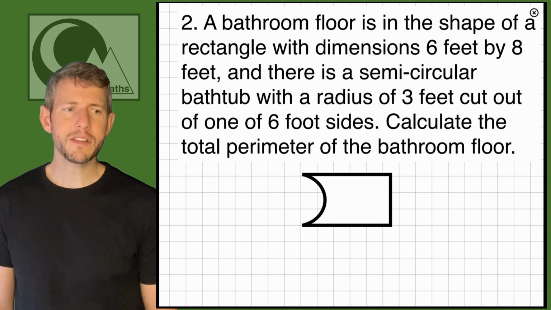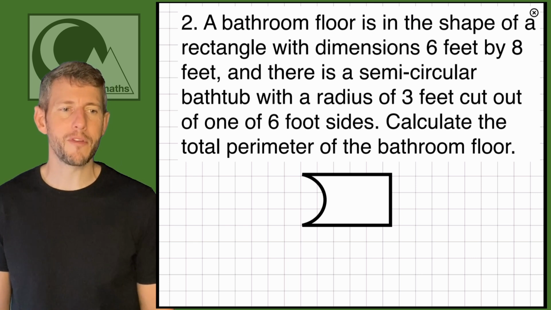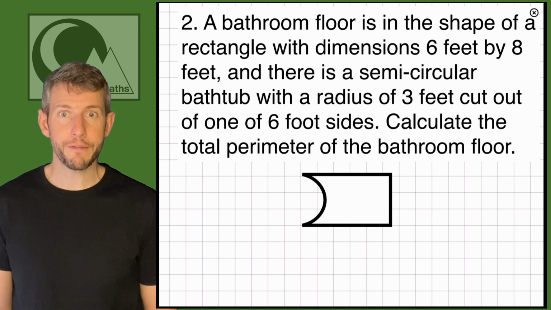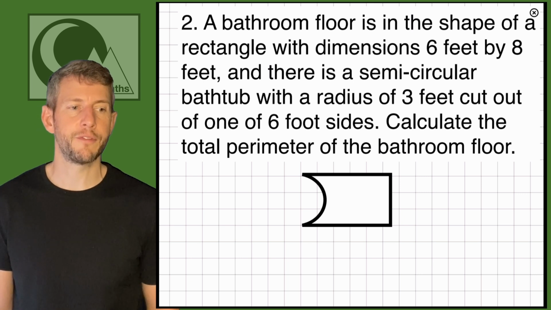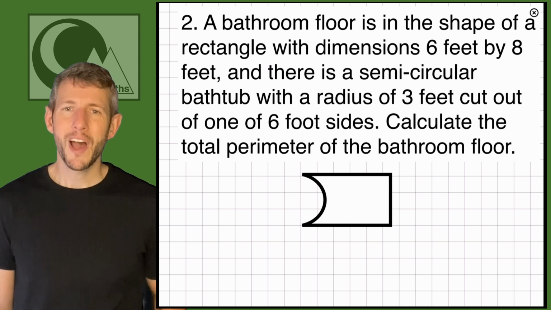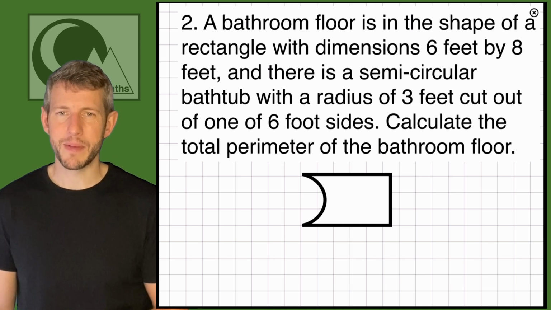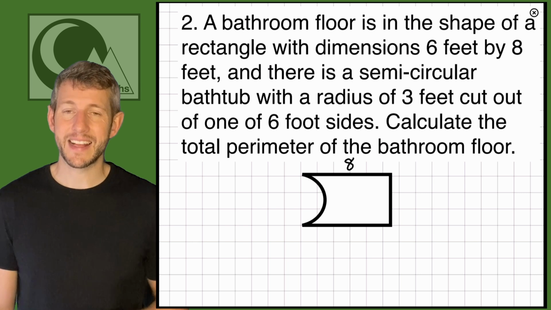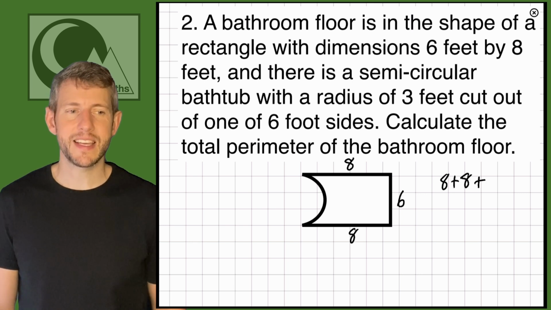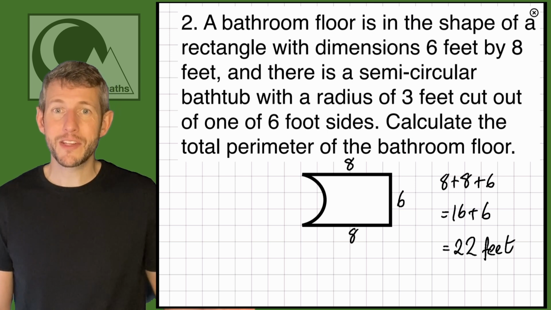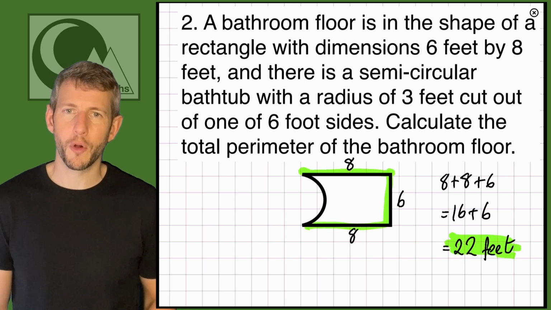So the question says, a bathroom floor is in the shape of a rectangle with dimensions 6 feet and 8 feet. There is a semicircular bathtub with a radius of 3 feet cut out of the 6-foot side. Calculate the perimeter of the bathroom floor. Okay, so before we get started on the semicircle, let's just add up the sides. So first of all, we've got 8 add 8 add 6, which makes 16 add 6, which makes 22 feet. So I'm just going to write 22 feet over in the corner here, just to remember that we've got that.